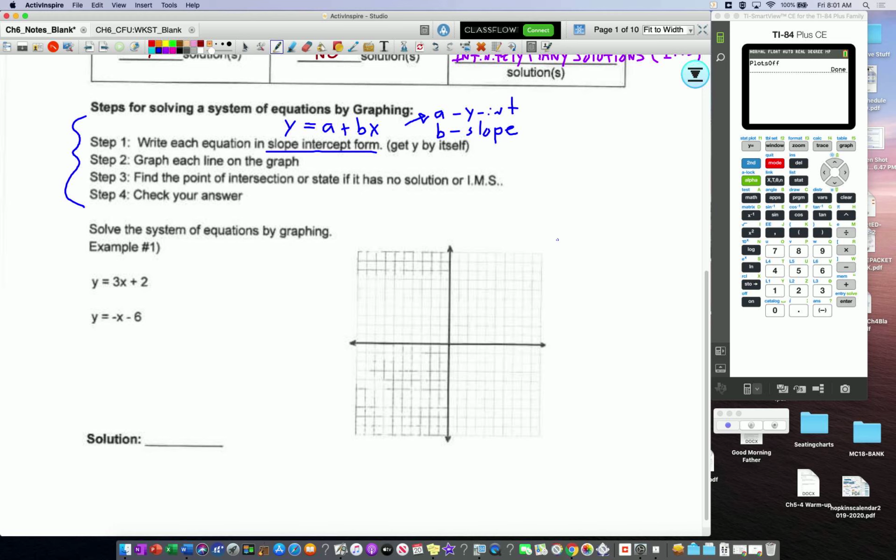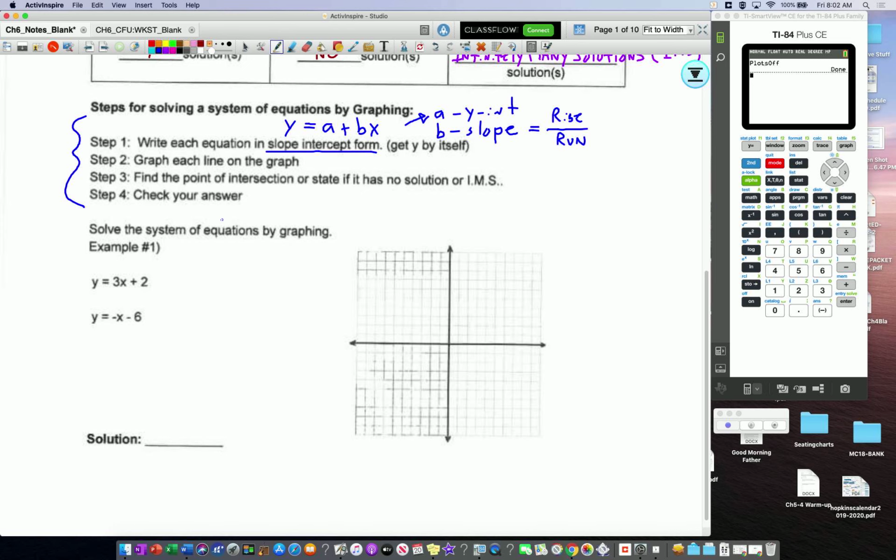Okay? Remember that slope is equal to rise over run. That will help us graph it. So then, step 2, graph each line. So we'll graph each of them separately. Step 3, find the point of intersection or state if it has no solution or infinitely many solutions.